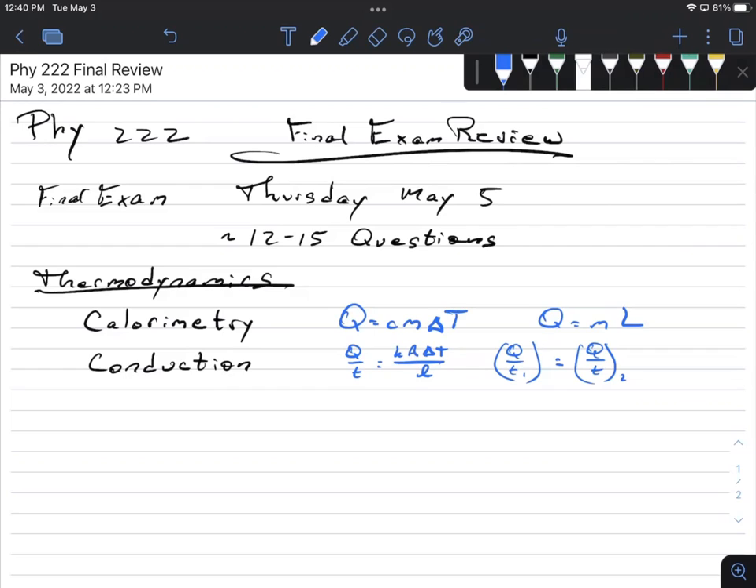And then the last part of thermodynamics we talked about was radiation. Heat transfer by radiation. And this had the kind of question again, what's the heat transfer rate? How much energy is radiated from an object of a certain temperature, or the power radiated? That's given by Q over T is sigma epsilon A T to the fourth.